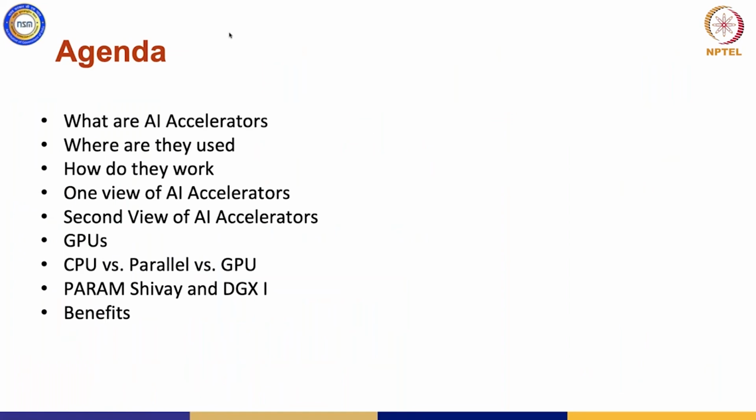The agenda of this session is as follows. We'll first start with what AI accelerators are, where they are used, how they work, one view of the AI accelerators, and a second view. Then we will look at what GPUs are, and how you think of writing a program to run just on a CPU, as against a multi-core or parallel program, versus a program which you write for a GPU. Then we'll see the architecture or setup of Param Shivai, which is a cluster that also has GPUs, and DGX1. We will do some very brief, small demos on these systems, and then we will end with the benefits of working on such hardware.